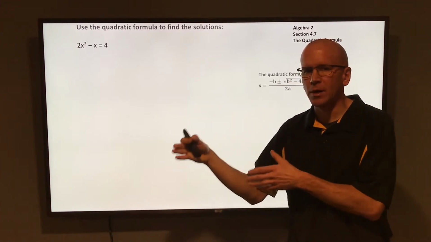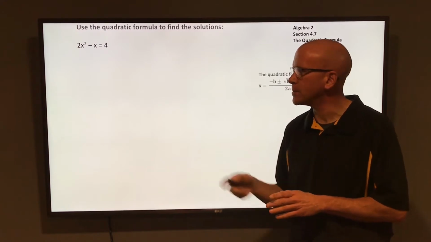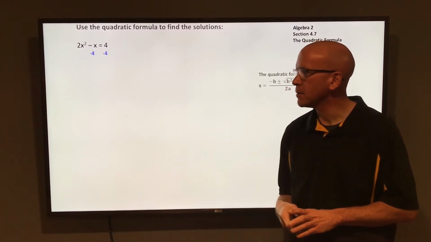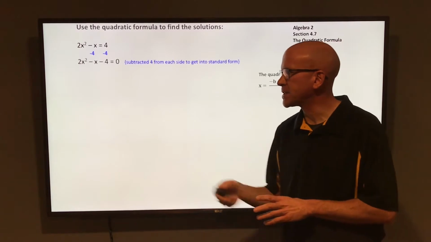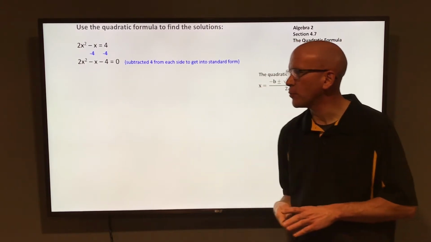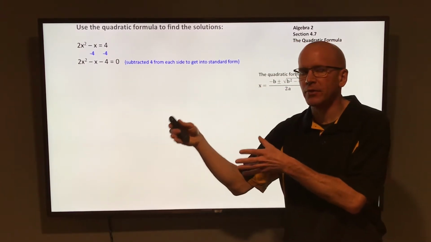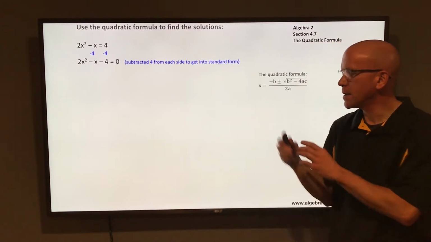So if we're going to use the quadratic formula to solve this, first thing you need to do is get everything to one side equal to 0. It's called standard form. So that 4 needs to be moved to the left side. If you subtract 4 from each side, we end up with 2x squared minus x minus 4 is equal to 0. So now that's in standard form. Everything's to one side equal to 0. We're ready to use the quadratic formula.